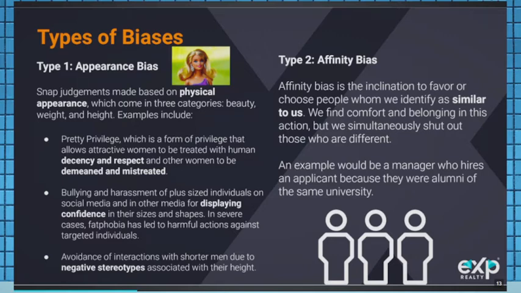Right. This is one that I catch myself in a lot. If I see myself in someone, how often do you hear that from a manager? I hired this person because I see myself in them. That's a bias. That's affinity bias. And it's one that I struggle with myself. I tend to surround myself with people who remind me of me. Not always great.